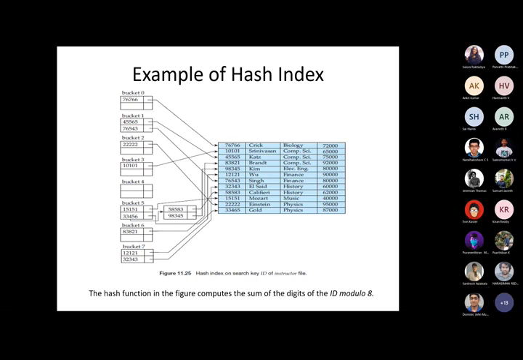So this is how we are going to create a hash index for records that are present in a table. Right. I have some more description about this.